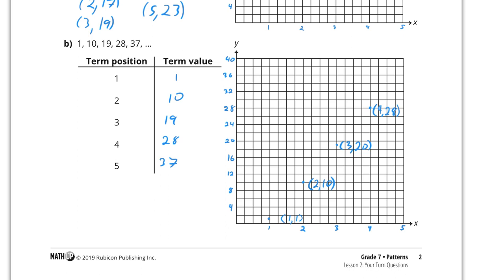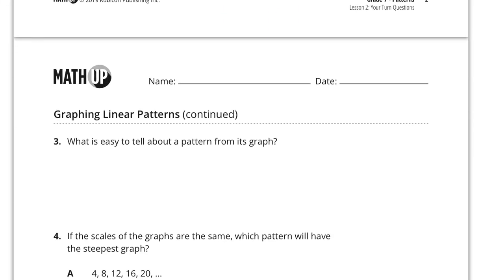Finally, we've got 5 with 37. So I'm going over here, going up almost to 40. Here's 36, and 37 should be right there. At 5, 37. Finally, we can place our arrow. And there we go. We have successfully graphed this pattern and put it into a table of values. Let's look at what our next question is.